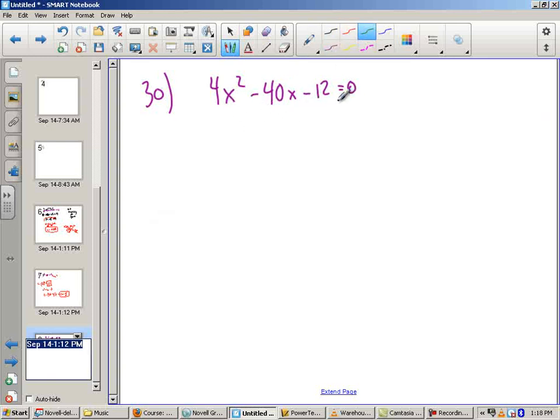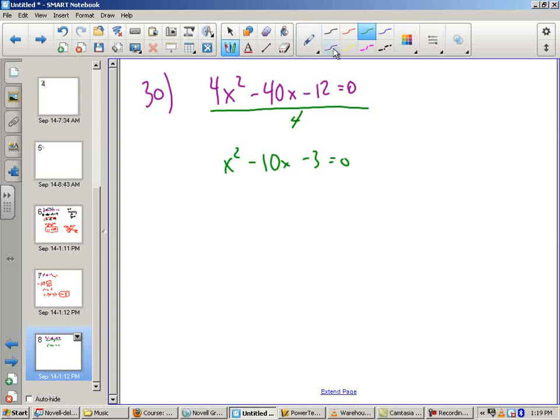is number 30. When we look at number 30, the first thing I notice is this right here. I don't like this 4 here. And if I can, I'd like to get rid of it. So I'm going to divide everything in the problem, both sides, by 4. That'll leave me with x squared minus 10x minus 3 equals 0.